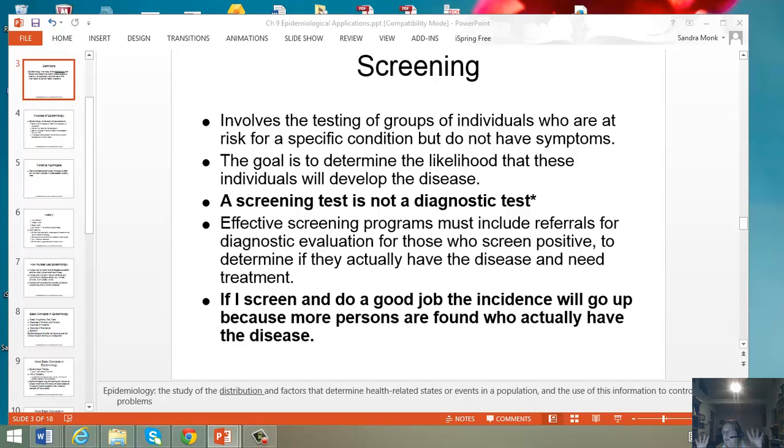And one concept from this screening is, if I, as a community nurse, do a good job with my screening, and I reach a large group of people and the right group of people, then the incidence will go up. The incidence of that disease will go up. So it looks like more persons may have it, but it may be because I've been doing screening in that area, in that population, because then more persons are found who actually have the disease.